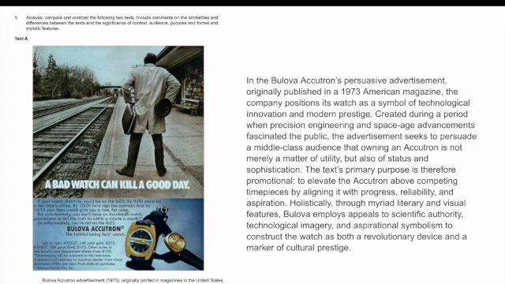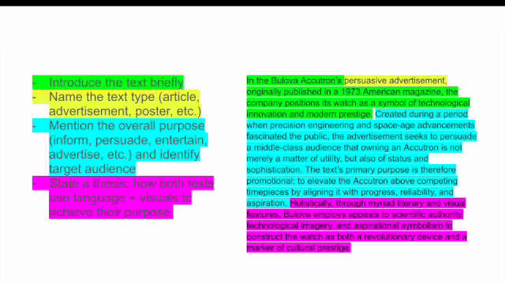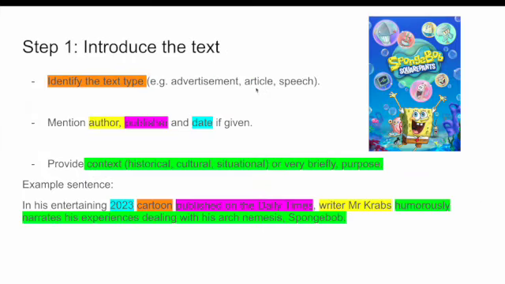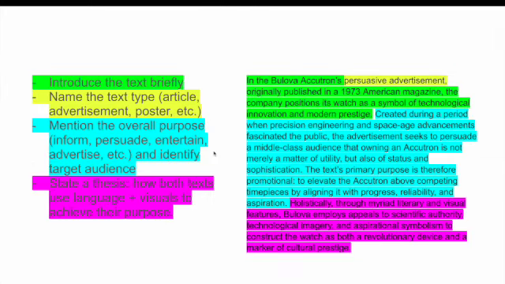So this is the example I had from the previous video. I won't waste your time by reading it all over again. If you want to read it, just pause the video and read it on the right hand side. But this is an introduction that I had written for the text on the left. Let's analyze it now. So the purpose of the introduction is to introduce the text briefly. So here, to introduce the text, we need to identify the text type, the author, publisher, and date, as well as provide context or purpose.